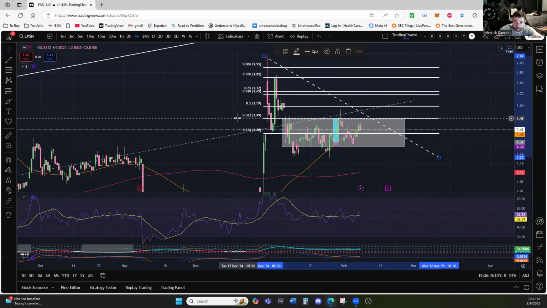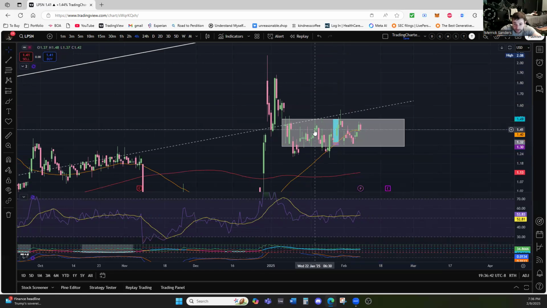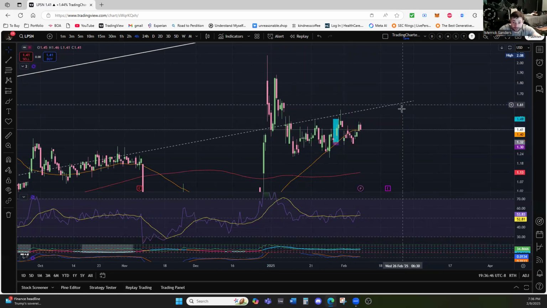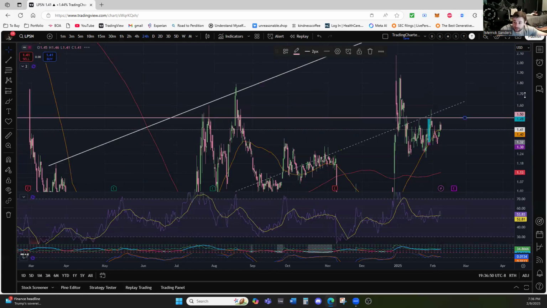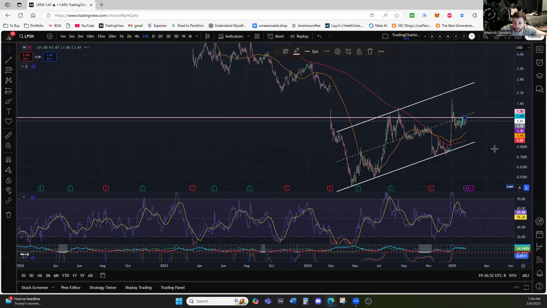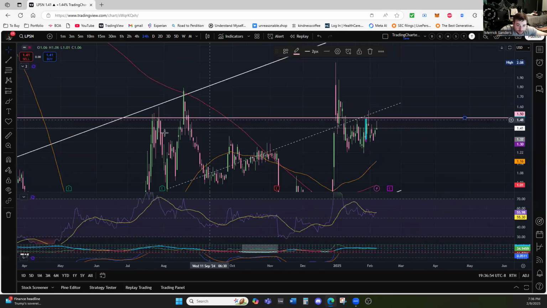My exit was at the 382 at 149. I guess it was slightly above that previous high of this candle. Guess it wasn't higher than that, but that's really it. And then I'm going to also just drop a horizontal in here. 150 is a significant level, right? I exited at 149. You can see 150 is clearly significant.